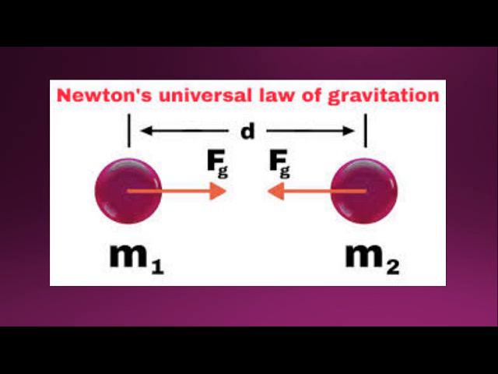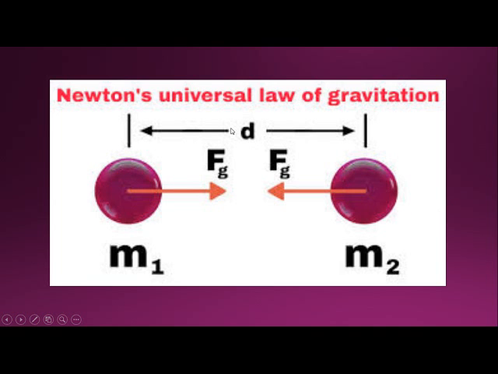These two objects are separated by a distance d. Let us consider that the mass of one object is m1 and the mass of another object is m2. Now children, these are not fixed values. If you wish to change this object's mass to something else, you can do that. No issue in that. Understood? So Newton's universal law of gravitation says, let us consider any two objects which are separated by a distance d and having masses m1 and m2 respectively.